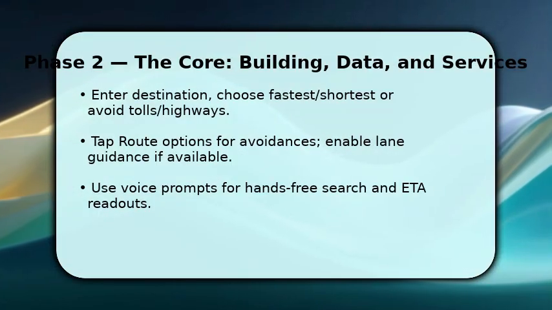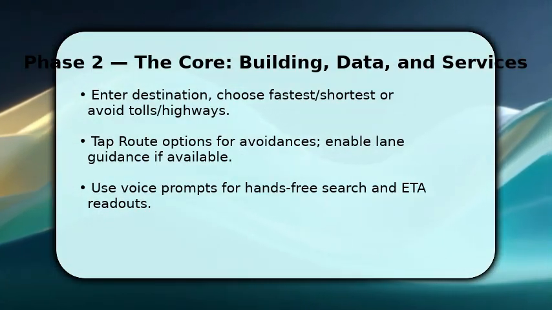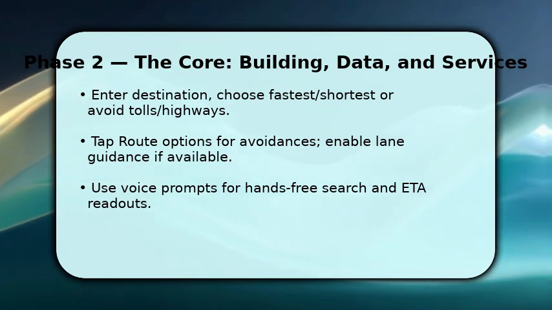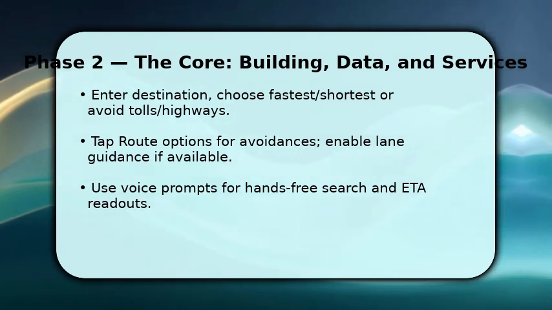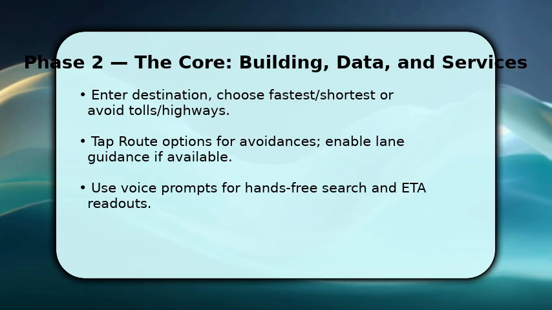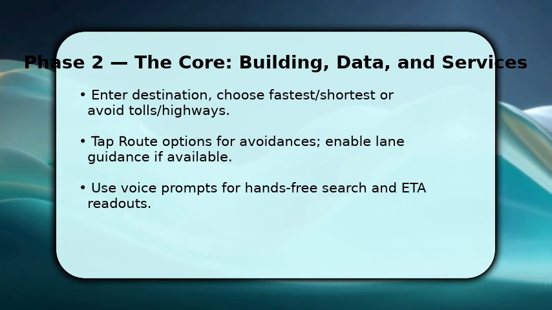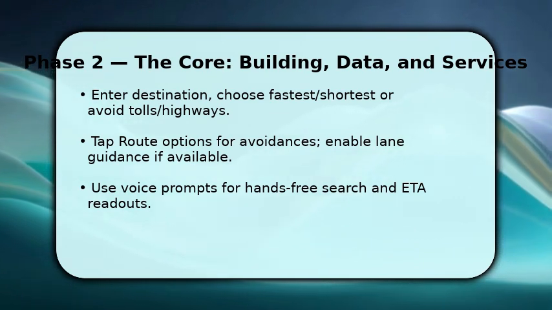With Maps open, type or voice enter your destination. Choose between fastest, shortest, or alternate routes. Select avoidances like tolls or highways if needed. Once a route is selected, inspect route options to toggle ferries, tolls, or unpaved roads. This refines travel time and stress.